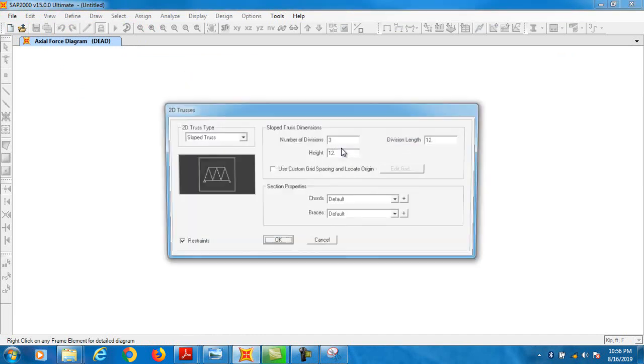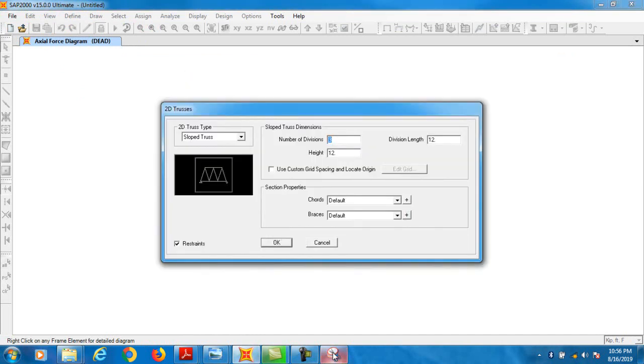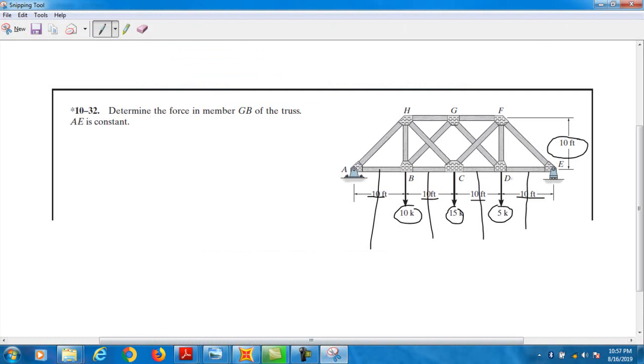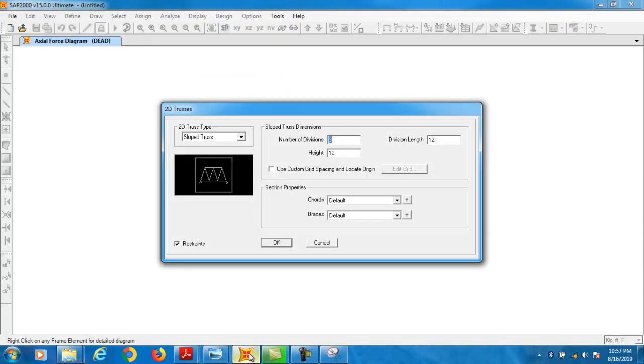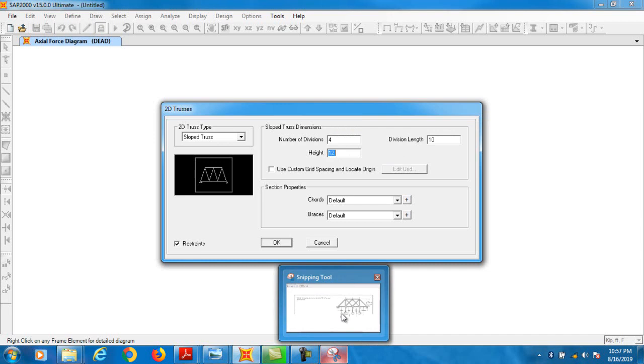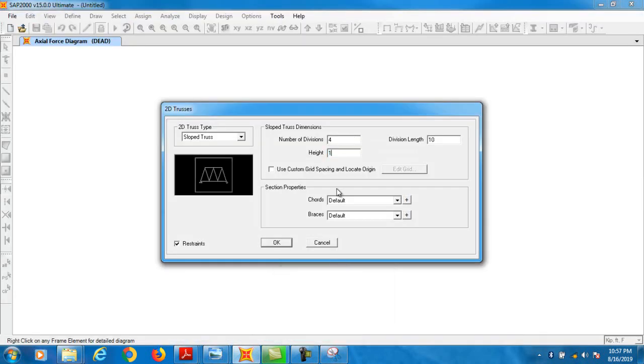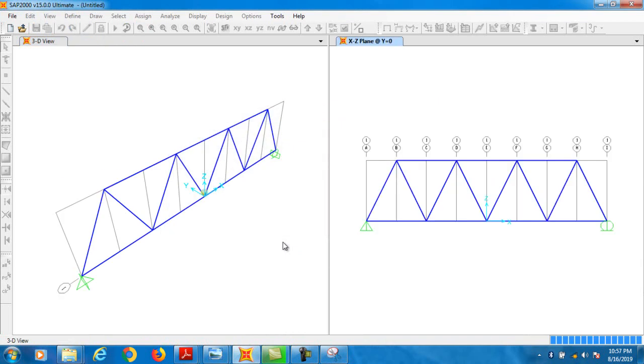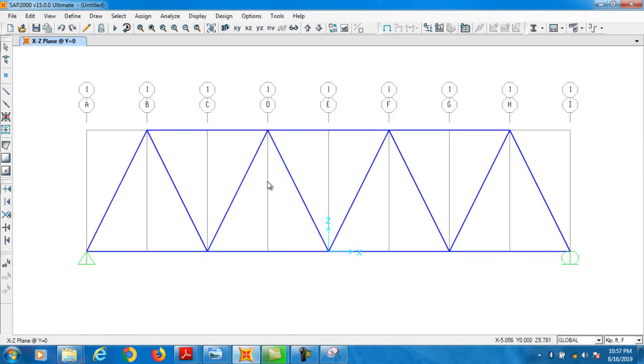We will use the 2D truss model. How many divisions do we have? 1, 2, 3, 4. We have 4 divisions. So select 4 divisions, with the span of the division 10 feet and the height of the division 10 feet. Now this is the truss. Make sure you are in the XY plane. You have a hinge on one side and a roller on the other.